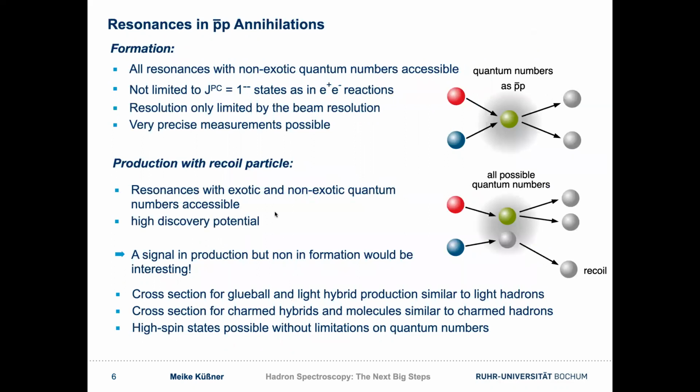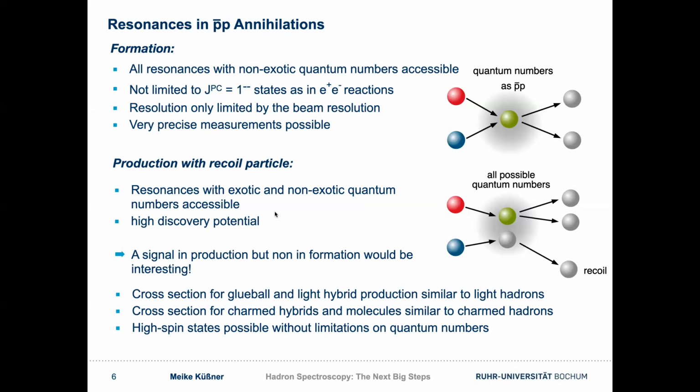In antiproton-proton annihilations, there are basically two reaction types you can study if you are interested in resonances. The first is the formation, which means that the resonance is directly produced out of the antiproton-proton system. There you can reach all resonances with non-exotic quantum numbers, but you are not limited to the vector states as you are in e+e- reactions, since you have antiproton-protons. And the resolution here is only limited by the beam resolution. So with this setup, PANDA will be able to measure these states very precisely in the formation mode.